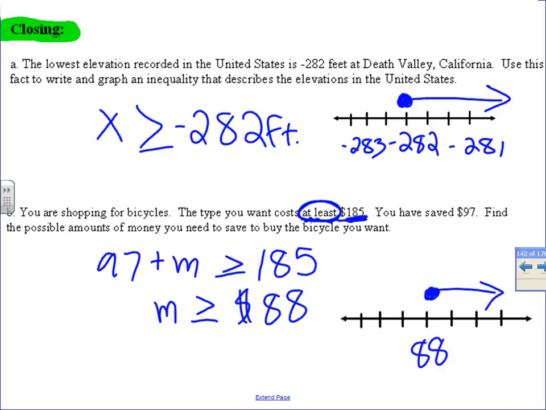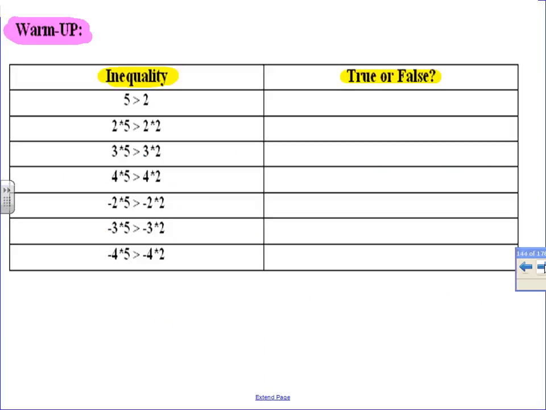Okay, second warm-up. Okay, this one should have been pretty easy. Let's just go through whether these are true or false. So Donatus, the first one. Why don't you look in your, did you do this one? Okay. Is 5 greater than 2? Are you sure? Yes, 5 is greater than 2.